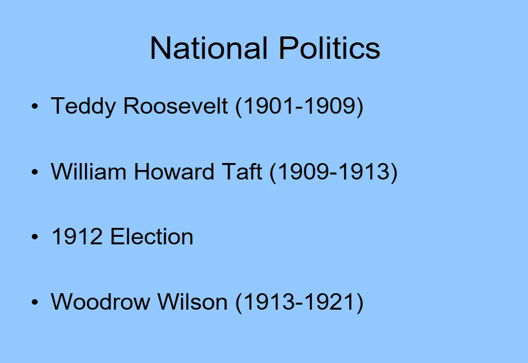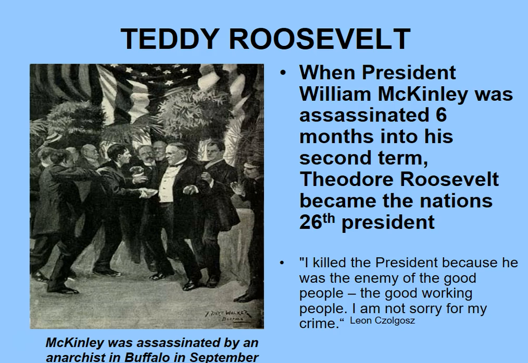We're going to look at three presidents, and all three of these presidents serving from 1901 to 1921 are considered progressive presidents. And hopefully by the end of this PowerPoint and from what we've done in class, you'll be able to understand why they're considered progressive presidents. So we're going to look at Teddy Roosevelt, who served 2 terms, William Howard Taft, who served 1 term, and then, of course, President Wilson, who's going to serve also 2 terms. We'll also look at the election of 1912, which is a pretty interesting election.